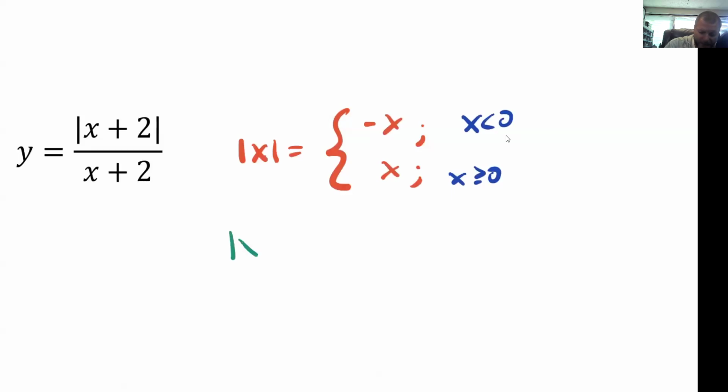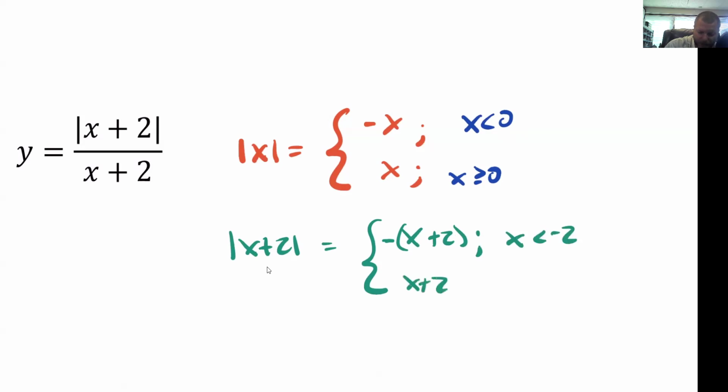So if I have absolute value of x plus 2, right, if I'm replacing x with x plus 2, that's going to be a horizontal shift. We're going to move over 2 units to the left. So I'm going to have negative x plus 2, but now if I move 0, 2 to the left, I'm going to get negative 2. I'm going to get x plus 2 whenever x is greater than or equal to negative 2.